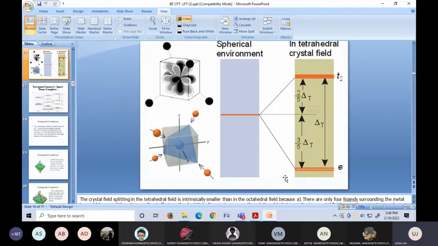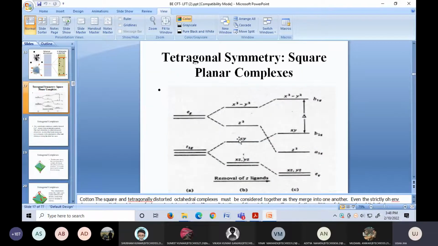and the dx squared minus y squared and dz squared become lower in energy. And since only four ligands are approaching, as compared to the octahedral field, where six of them approached, this energy difference, delta T, is almost 4/9 of delta O. This was for a tetrahedral field. And then we looked into the square planar complexes.